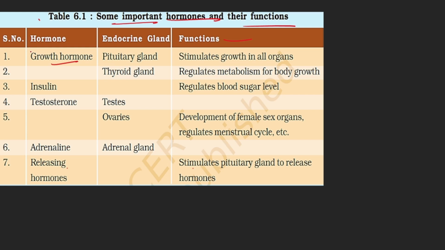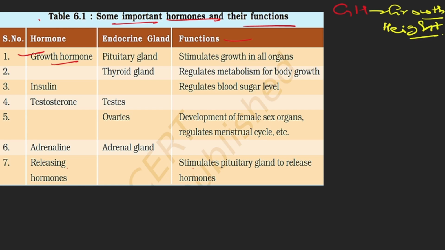Here we have first growth hormone. Growth hormone is GH. As the name suggests, it is responsible for the growth of our body. This hormone is responsible for the growth of body parts, for our overall growth. Our height is also determined by this hormone, growth hormone.